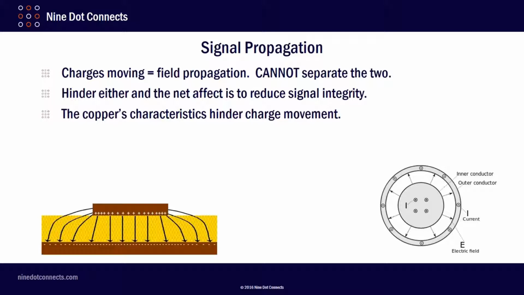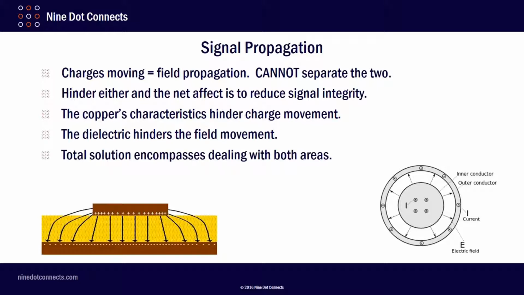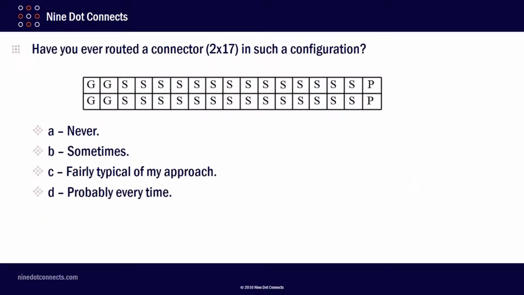The copper's characteristics are going to hinder the charge movement, that is, the electrons moving through the copper, and the dielectric is going to hinder the field movement. We talked about that in the previous part of the webinar. The total solution is going to encompass dealing with both areas.